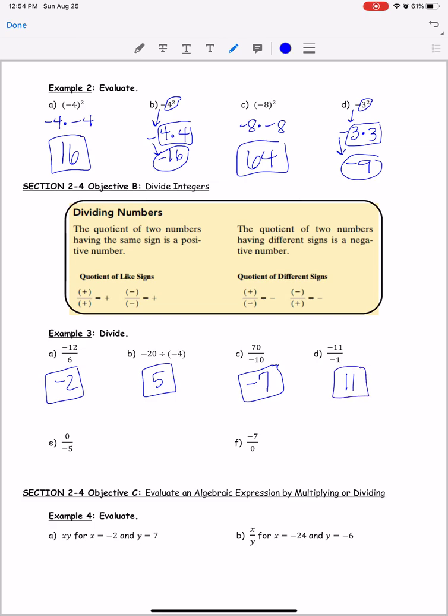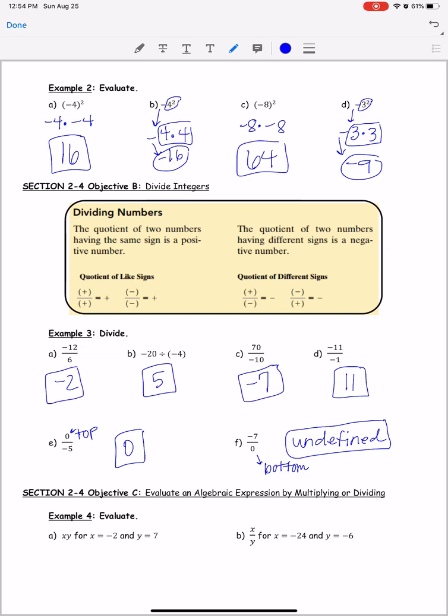Now, E and F, you've got to know the difference between these two. 0 on top, 0 divided by anything is 0. It doesn't matter that this 5 is negative. It doesn't matter if that 5 is positive. 0 divided by anything is 0. However, when you've got 0 on the bottom, this is always going to be undefined. And you just simply have to memorize this. Okay, so that's the difference. 0 on top, 0. 0 on bottom, undefined.